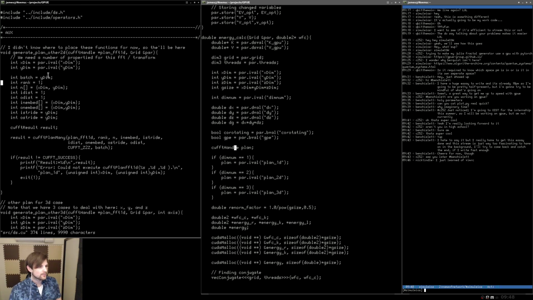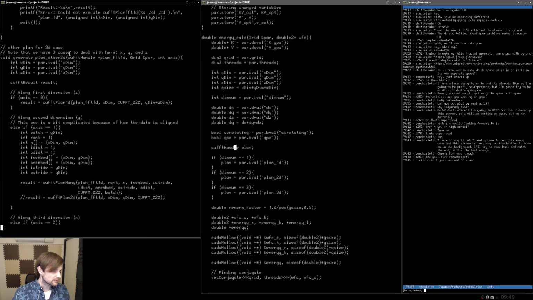So when we're creating a plan, we just run this function, which is like generate plan other 2D or generate plan other 3D. And we give it an axis. So if we do 1, 2, 0, 1, or 2, we'll do a Fourier transform along z, along y, along x. And again, we need these one-dimensional Fourier transforms because to implement the gauge field or implement the rotation, we need to be half in momentum space, or a third in momentum space in 3D.